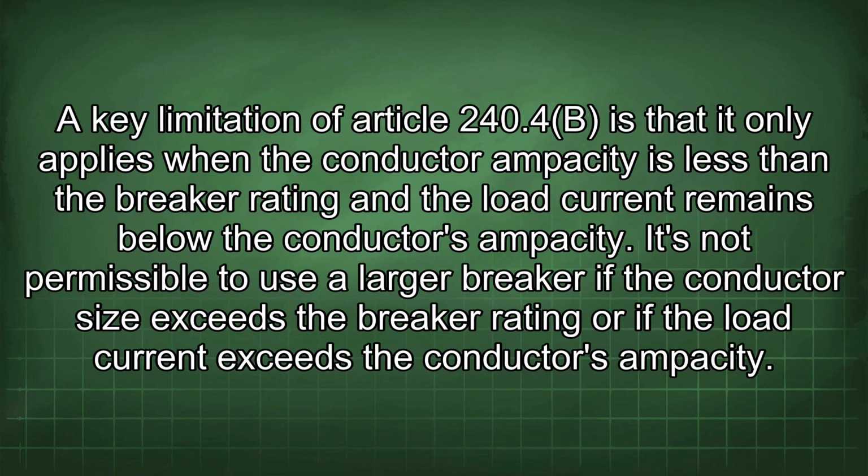A key limitation of Article 240.4(B) is that it only applies when the conductor ampacity is less than the breaker rating and the load current remains below the conductor's ampacity. It's not permissible to use a larger breaker if the conductor size exceeds the breaker rating or if the load current exceeds the conductor's ampacity.